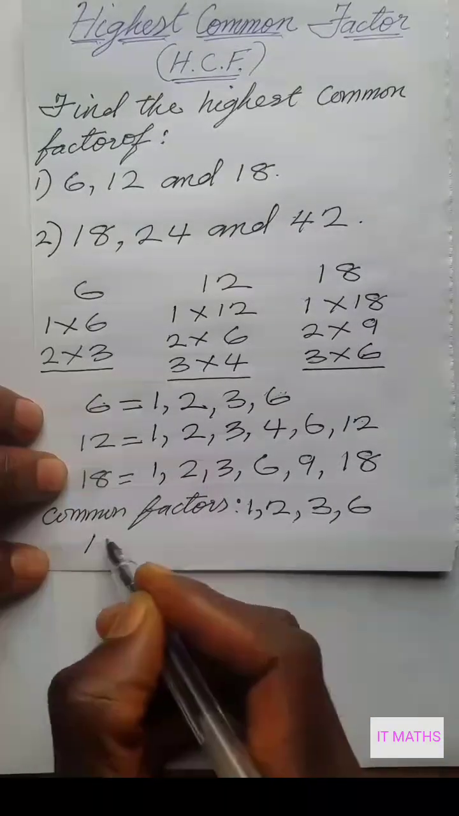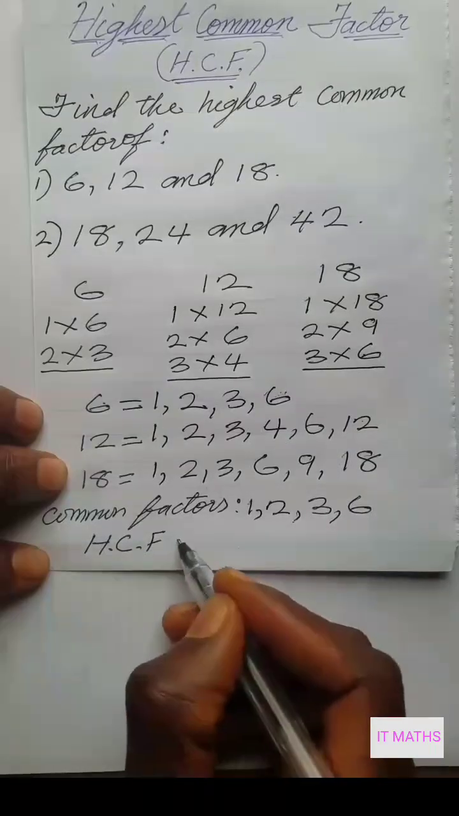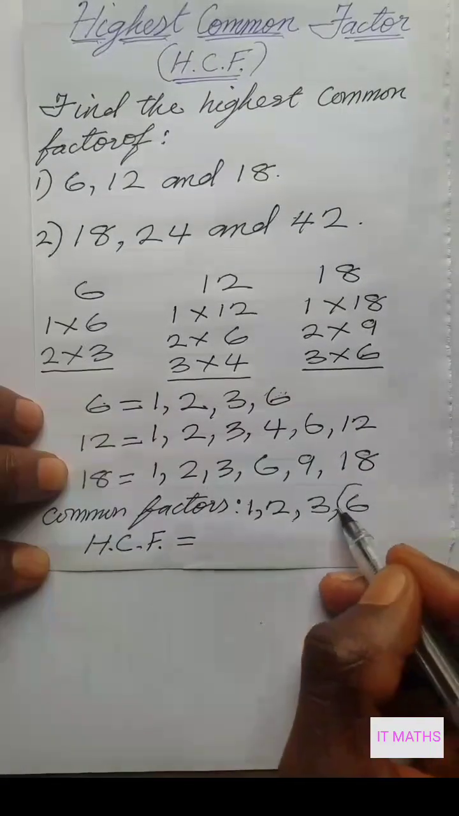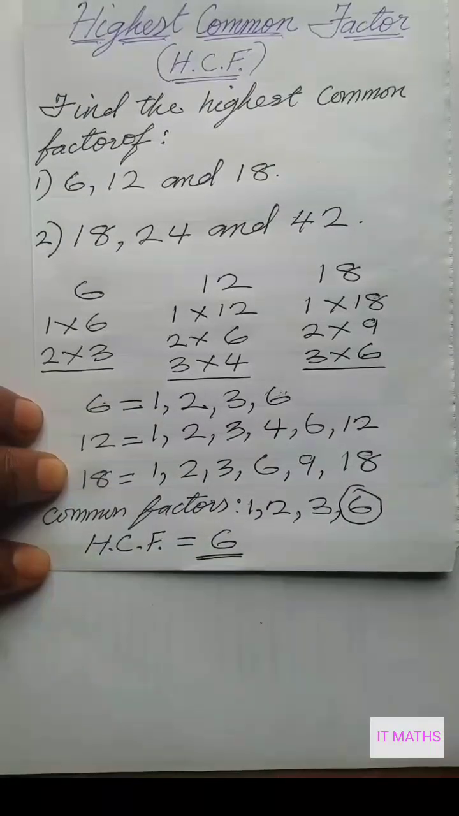Out of these common factors, which one is the highest common factor? 6. So 6 is our answer. That simple. Now, this is method 1. Let's go over to method 2.